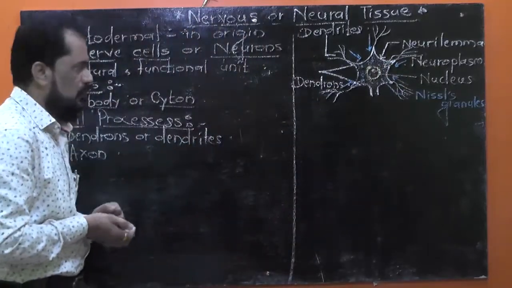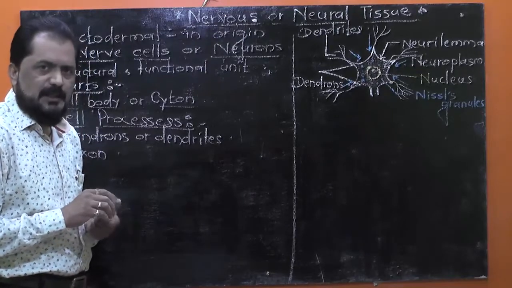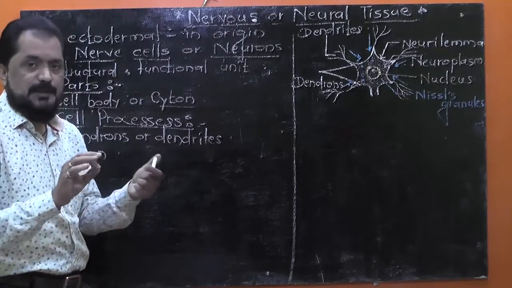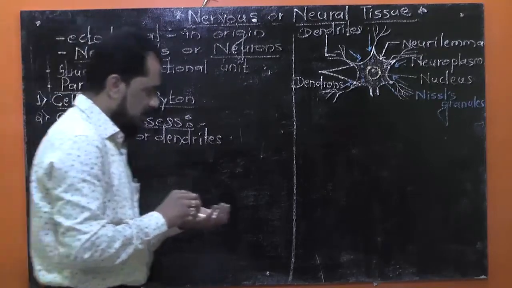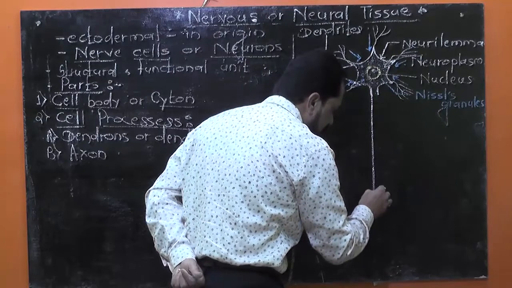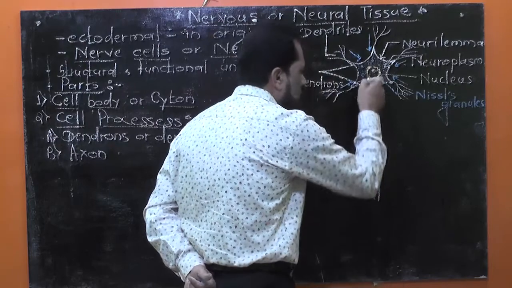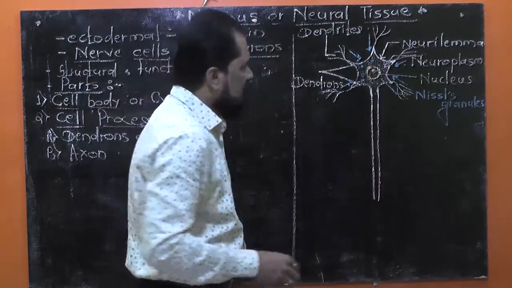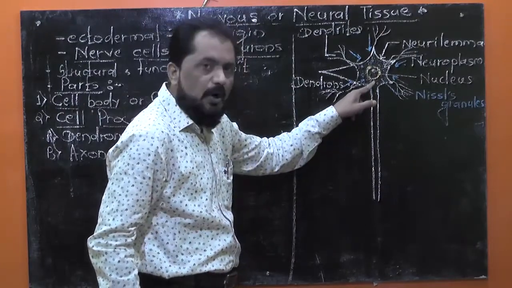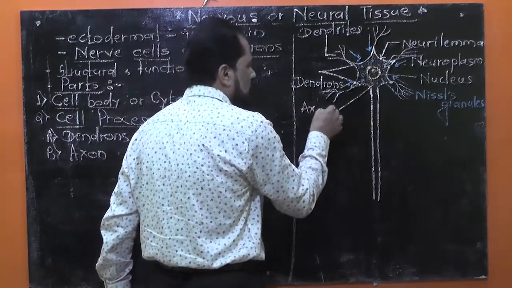Now let us talk about the axon. आता आपण axon बाबत बोलू. Axon is a single, very long cylindrical process and it has almost the same diameter along its length. Let me show you. The axon is a single, very long cylindrical process with the same diameter throughout its length. The axon arises from a small conical process of the Cyton known as axon hillock. Look at the diagram.